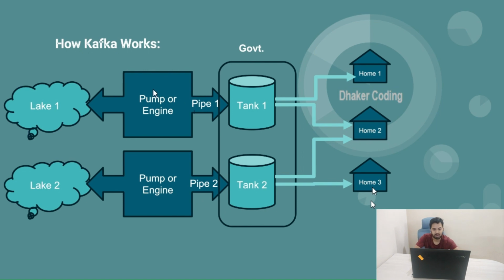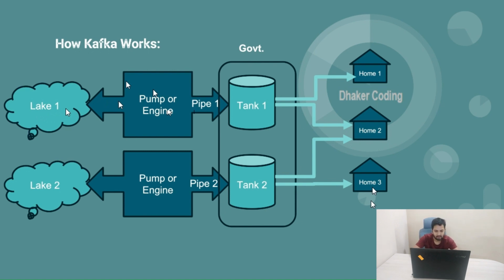What will the government do? The government created a pipeline. The government will create a water pipeline just to get the water into their storage. They will add some pump or engine to lake one and a pump or engine to lake two as well. Now this water comes through the pipe and is stored in tank one. Same for lake two, it will be stored in tank two.